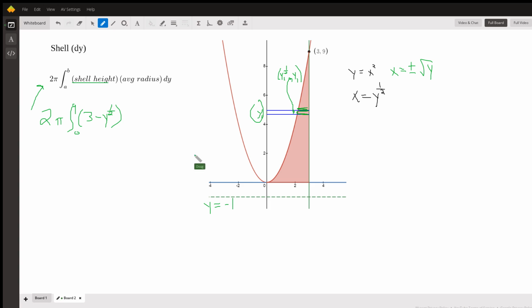The average radius is the distance from the axis of revolution to the center of the shell. Again, that's a vertical distance, so it's the y-coordinate at the top minus the y-coordinate at the bottom. Well, the y-coordinate at the bottom is always a -1, and this distance is y for every little shell that we create. So it's y minus a negative 1 or y plus 1, dy.